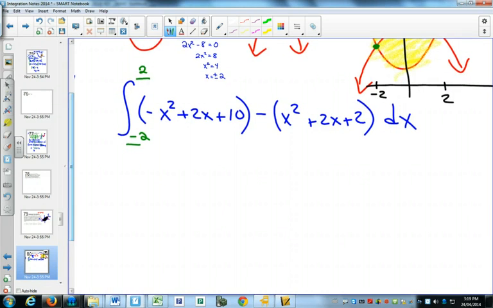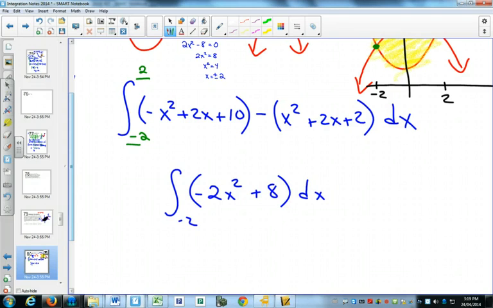Now, you could integrate this already, but can you see that it's going to be a lot easier if you actually simplify things? You can combine some like terms. We're going to have negative 2x squared. The 2x's cancel out. 10 minus 2 will be plus 8 dx from negative 2 to 2.